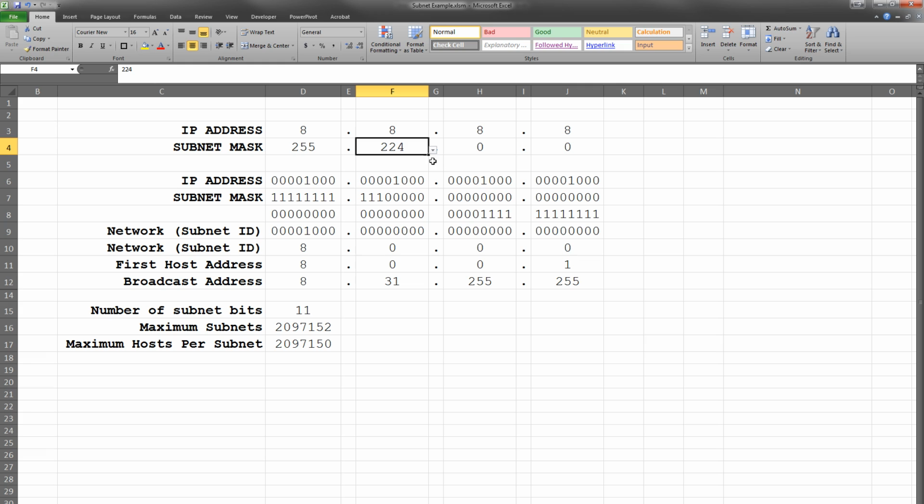In that case, our subnet mask, when we convert it to binary, becomes 255, all ones in our first octet, and then our second octet has 3 ones and then the rest zeros, and then of course our last 2 octets all have zeros. So this is a /11 address, because we've got 11 ones here.